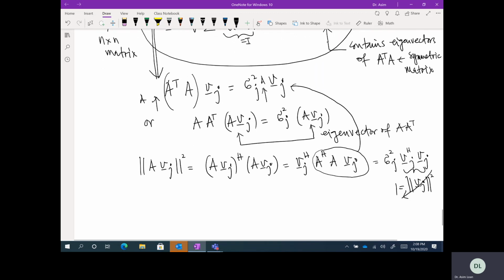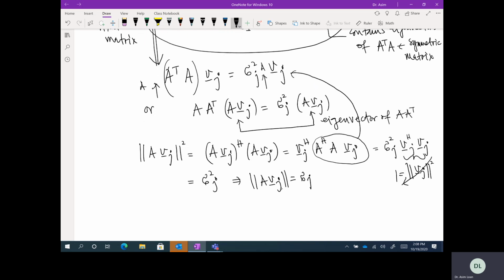If this is equal to 1, then this thing is simply sigma squared j. So the length of AVJ is simply sigma j, right? If the length of this one is sigma j, and I divide both sides, this implies AVJ over sigma j is simply uj. This is my unit vector.